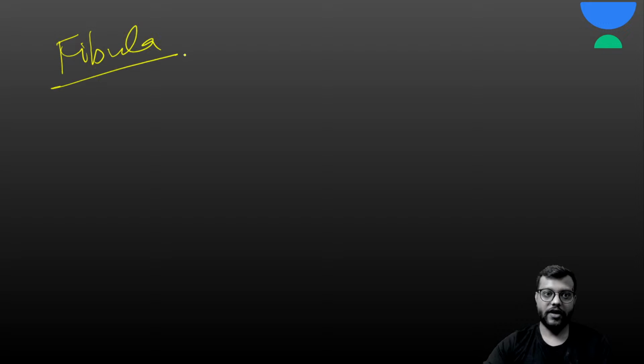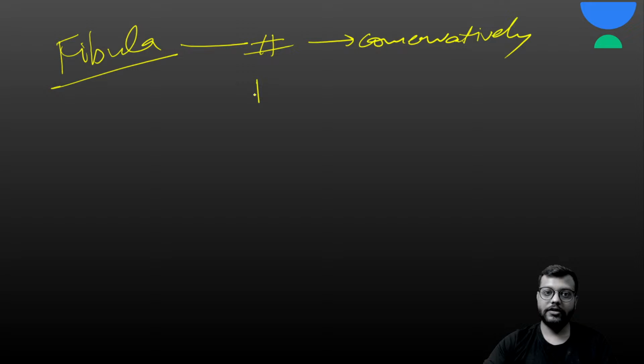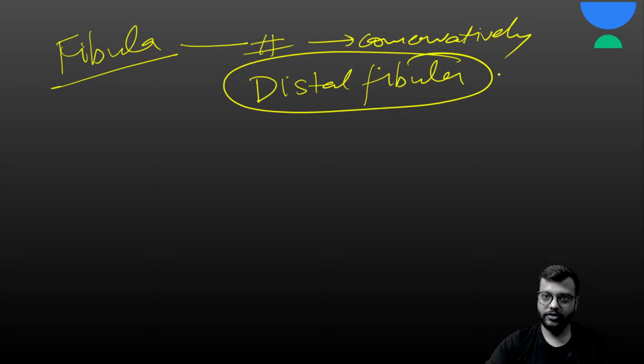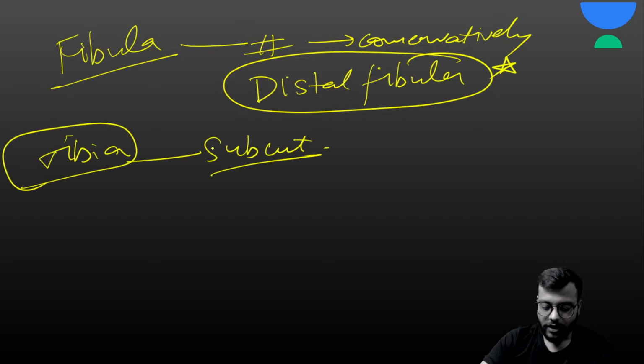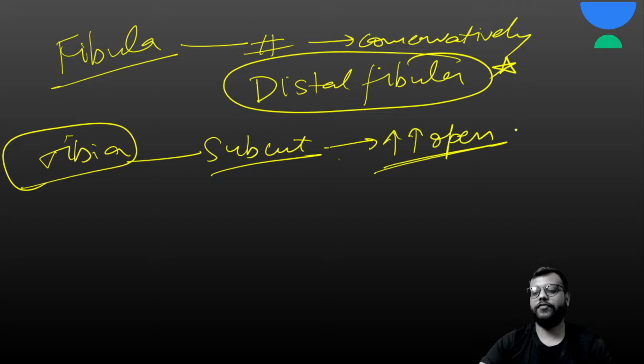So first, fibula. The fibula fracture is managed conservatively because it is not a functional bone, except the distal fibular fracture, which is involved with the formation of the ankle mortise. Important. Now the special thing about tibia, first of all, it is a subcutaneous bone. You can feel it easily in the shin bone. So they have high chances of association with open or compound fractures or large lacerated wounds.